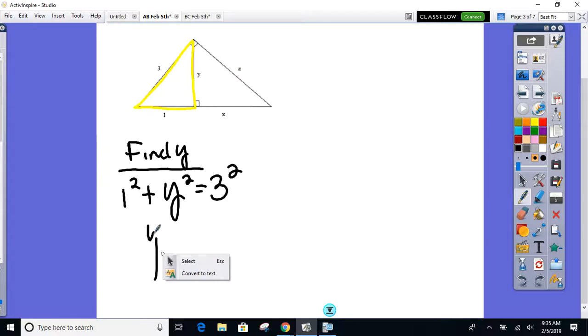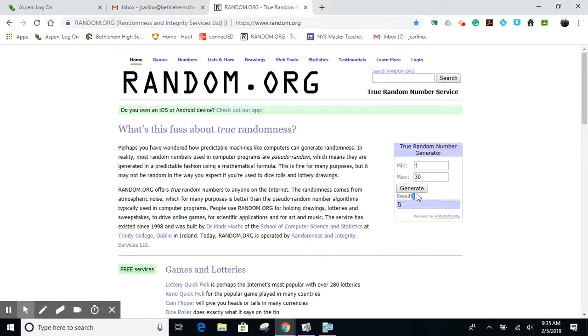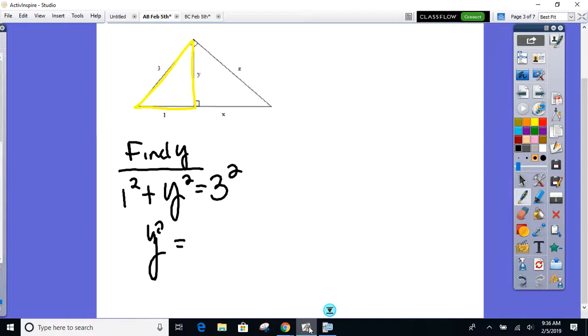Y squared, get everything to one side. Just let me know what y squared is equal to. Don't go ahead of me here. Y squared is going to be equal to what here? Y squared equals 8. And you're darn right, you better be breaking that down, everyone, at this time of the year. Go ahead, break down 8.